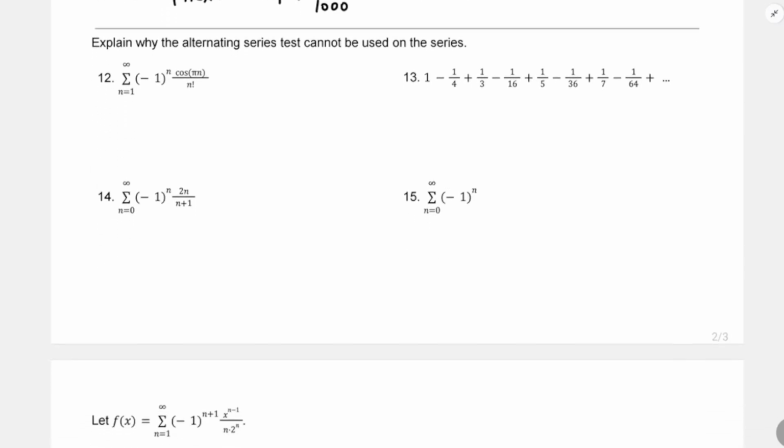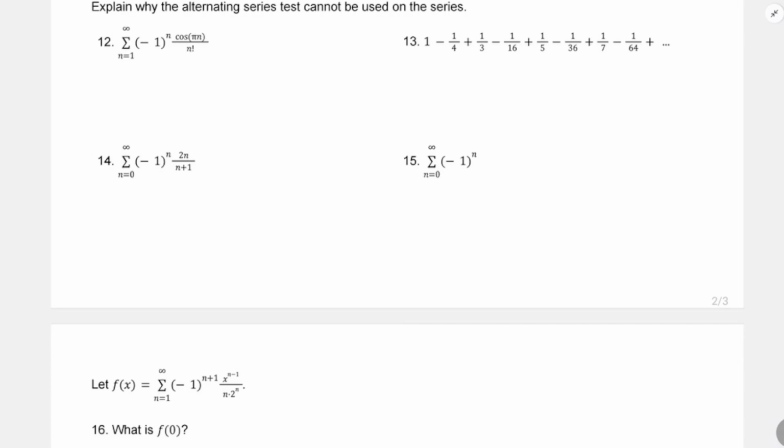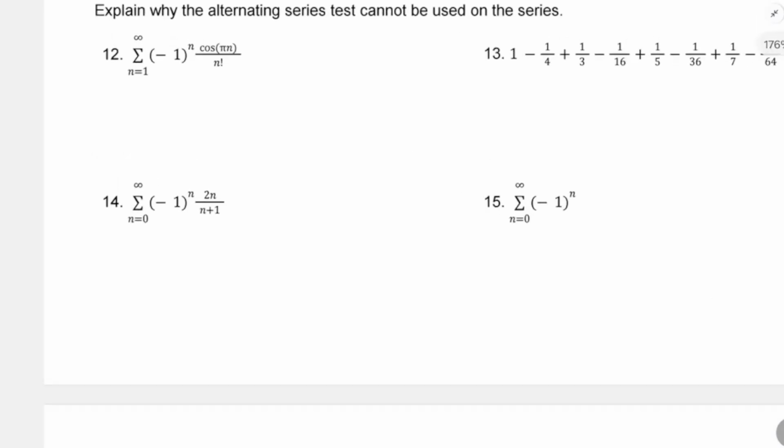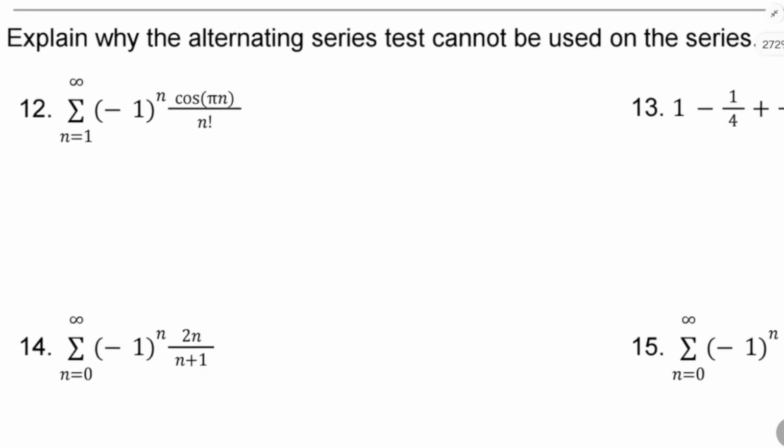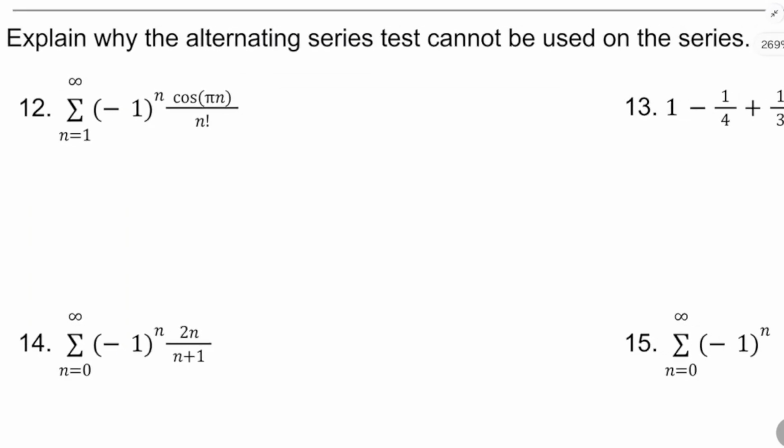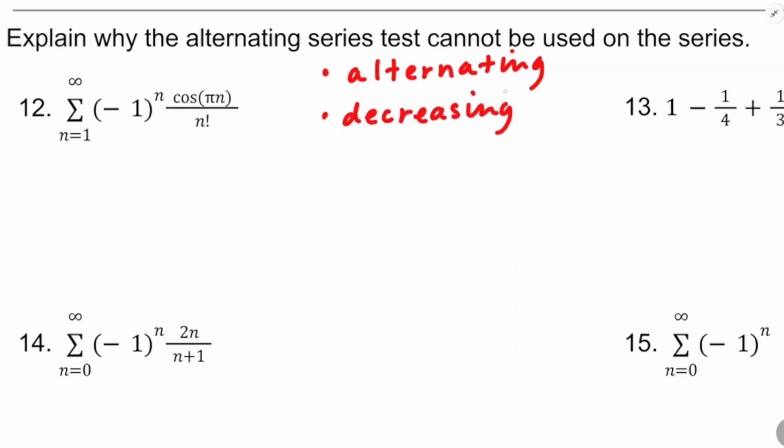All right. Explain why the alternating series test cannot be used on the series. For the alternating series test, let me write these conditions out: alternating, decreasing in magnitude, I'm just going to say size, and have limit 0. So all of these are going to be missing at least one of those.